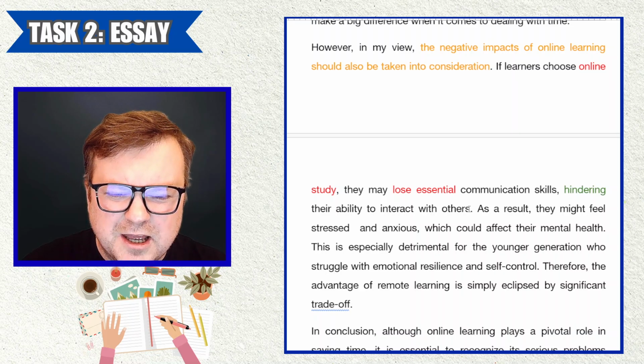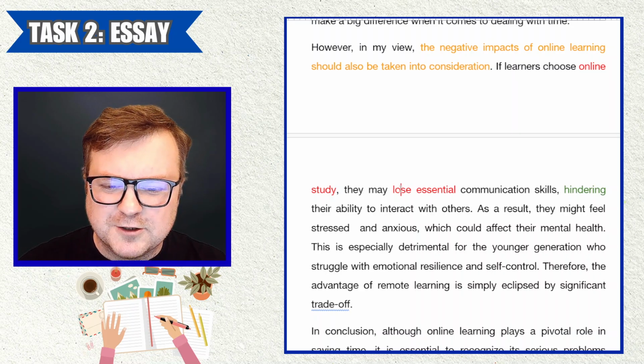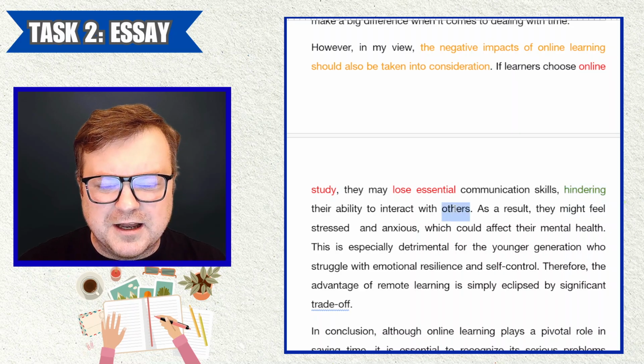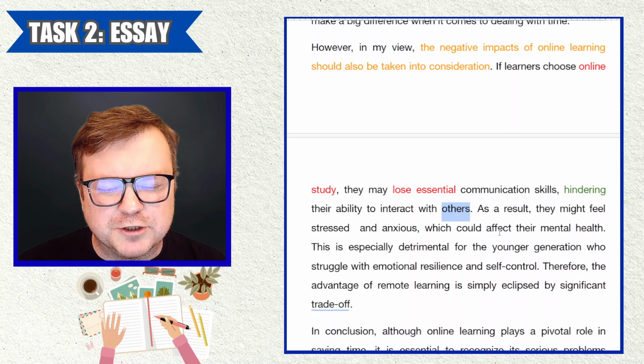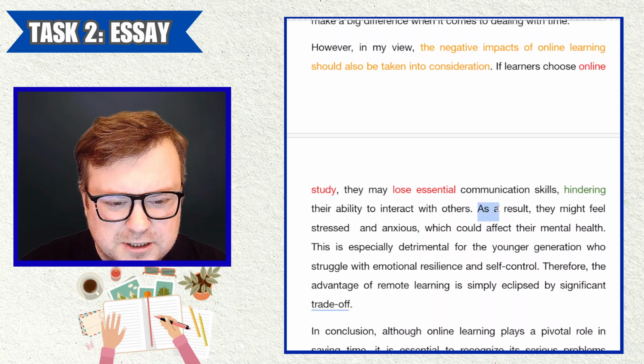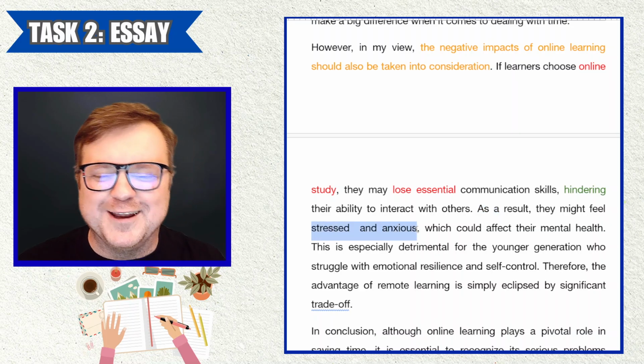Again, am I supposed to take this argument seriously? If you study online, you might lose your communication skills, and that will make it more difficult for you to speak to other people. That's not really a serious position, is it? Anyway, as a result, they might feel stressed and anxious. Oh, come on. Like, come on.